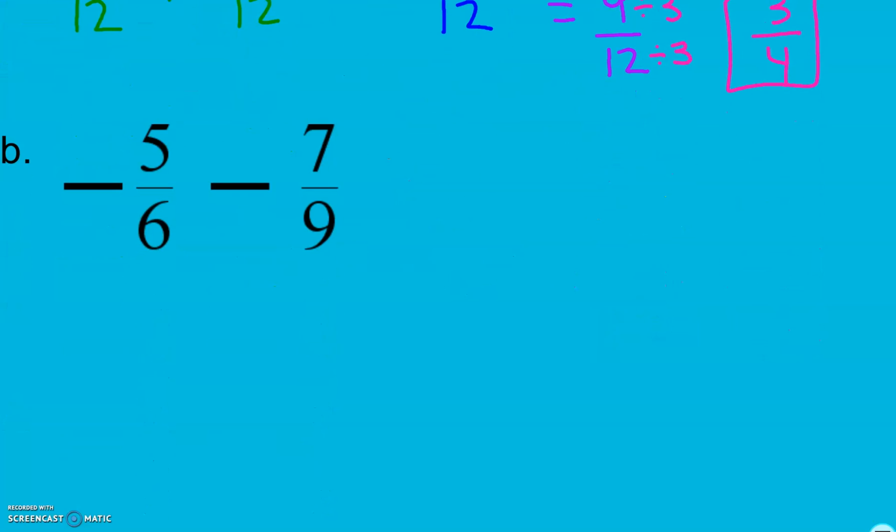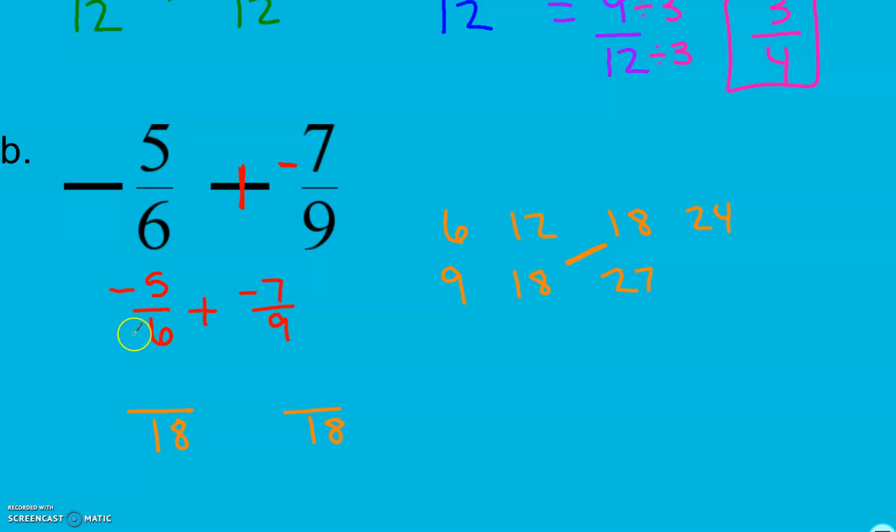In B, we have subtraction, so I'm going to change it to adding the opposite. So I really have negative 5/6 plus negative 7/9. Now, between 6 and 9, the smallest number they can both multiply to, we can also list out our multiples here. And we see that 18 is the smallest number they both multiply to. So whether you use your prime factorization and your factors, or you list out your multiples, either way, we can get to that least common multiple, which is our common denominator.